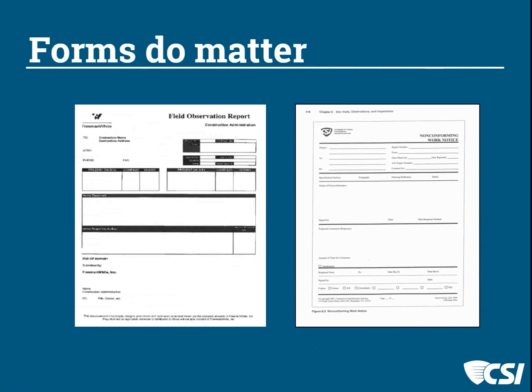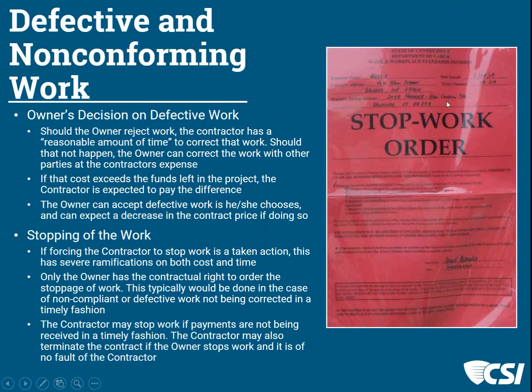So how appropriate. Let's go to the next slide and continue to talk a little bit about defective or non-conforming work. So let's talk about some ways that happens. First of all, the owner's decision on defective work: should the owner reject that work, then the contractor is given a reasonable amount of time to fix it. Should that not happen, the owner has the opportunity to fix that work with their own personnel or other contractors at the original contractor's expense. And if the cost to fix that work exceeds monies that are left in the project, then the original contractor is expected to pay that difference.